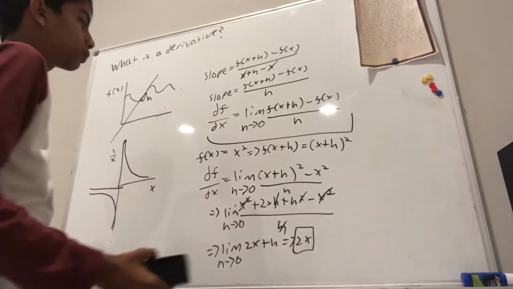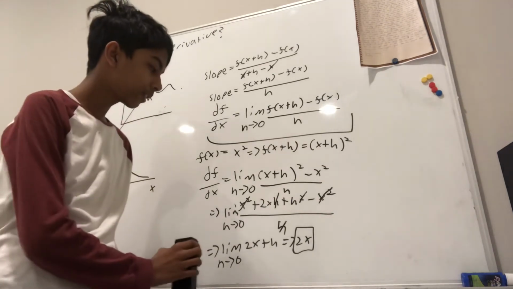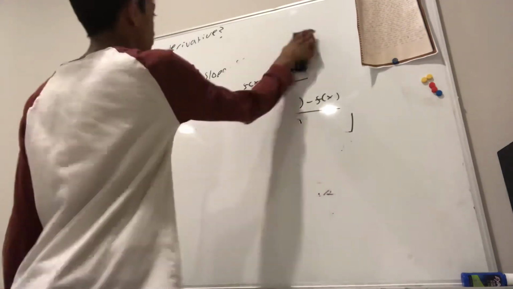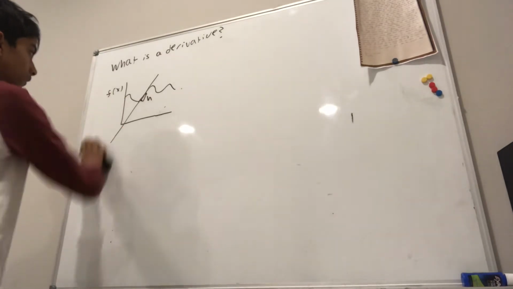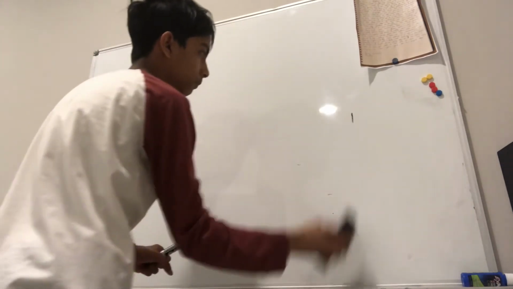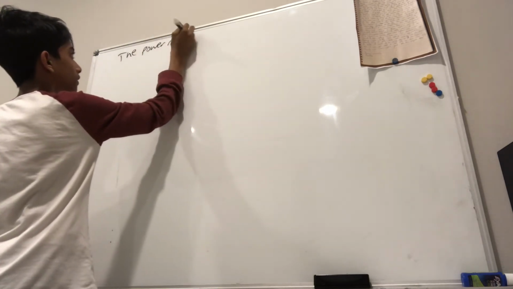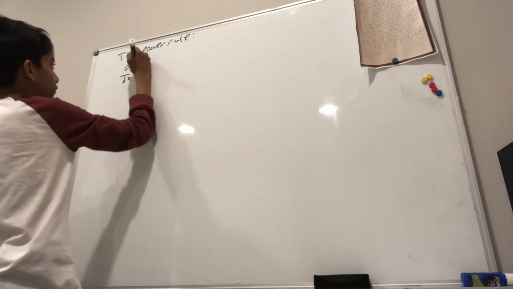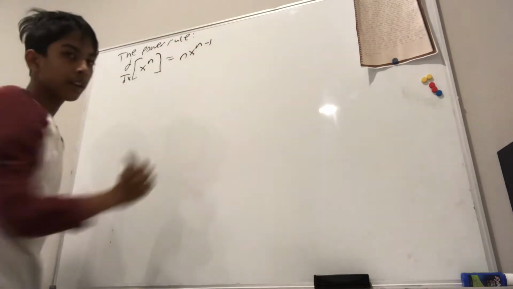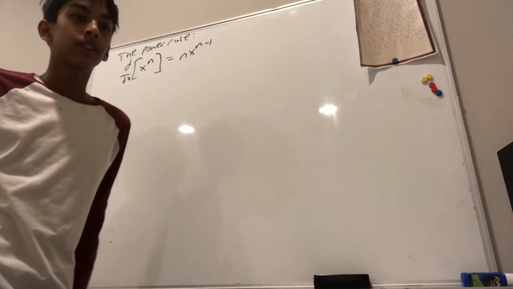The reason I brought up the function x squared is, first, because it's easy to do, and second, because it gives rise to the power rule. If you take the derivative with respect to x of any monomial, x to the n, it would be equal to n times x to the n minus 1. And you can see that when we took the derivative using the definition, that rule works for x squared.